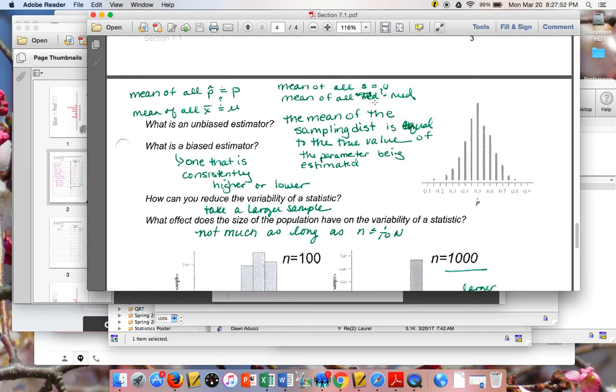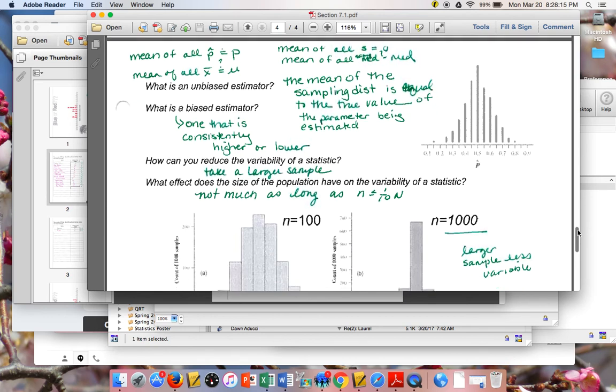I could do the same thing for the median. Any statistic that I can take from the sample, I can create a sampling distribution for. And if the mean of that sampling distribution is equal to what I'm trying to estimate, it's an unbiased estimator. A biased estimator is one that's consistently higher or lower.